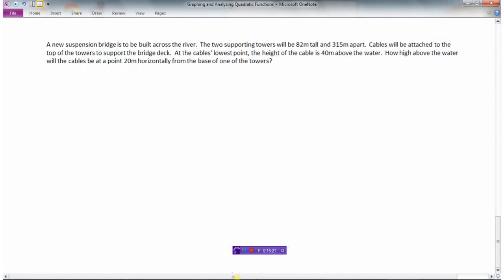Let's consider this application of the parabola. Let's say a new suspension bridge is to be built across the river. The two supporting towers will be 82 meters tall and 315 meters apart. And cables are going to be attached to the top of the towers that will support the bridge deck. At the cable's lowest point, the height of the cable is 40 meters above the water. So the question is, how high above the water will the cables be at a point 20 meters horizontally from the base of one of the towers?